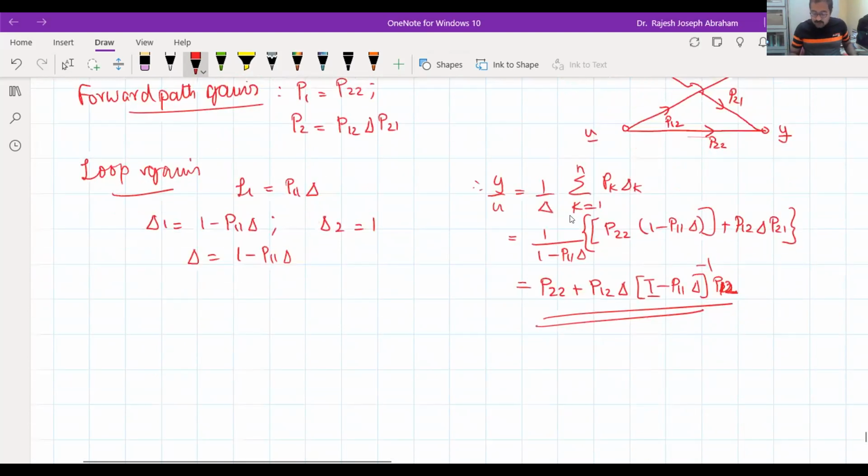Okay. So in this way also you can derive LFT expressions. Similarly, you can try it for the lower LFT. So we'll stop here for the day. Thank you.